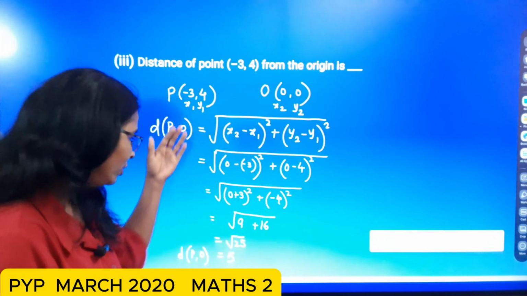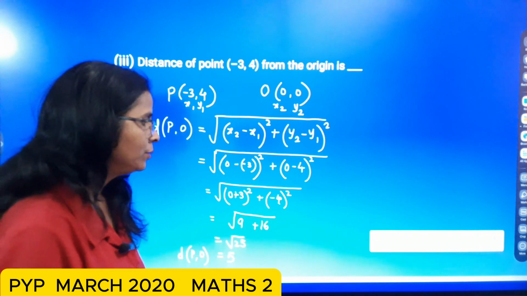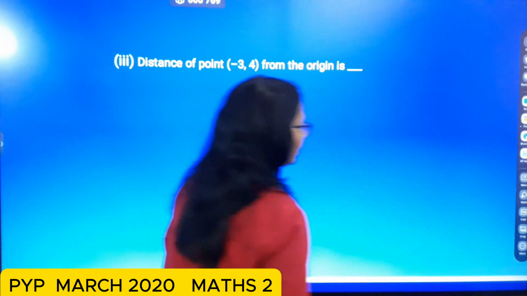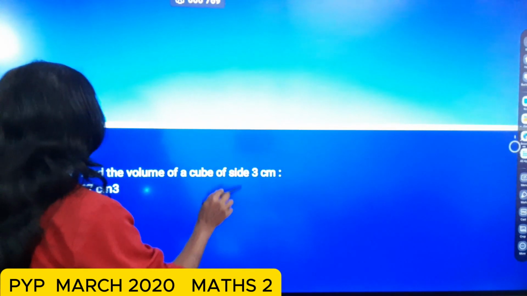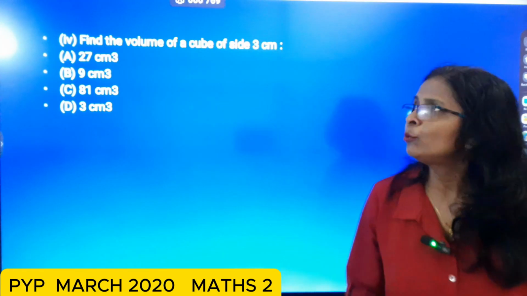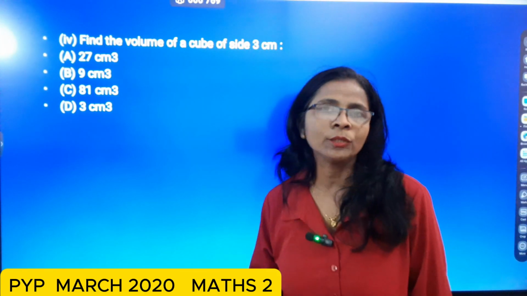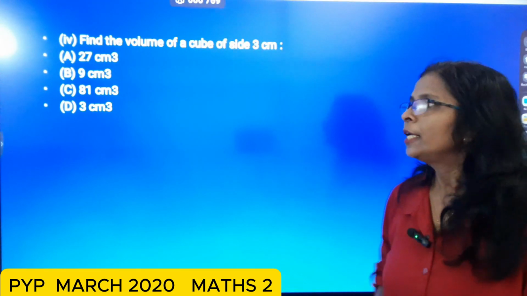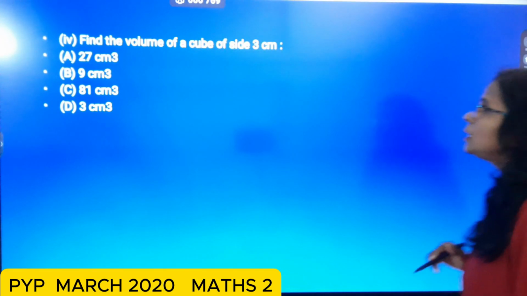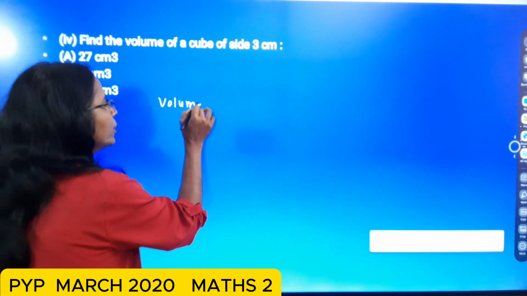Okay, so the distance from P to O is equal to 5. Okay, now the next one, the fourth question, that is find the volume of a cube of side 3 centimeter. Now here students, there is a cube. Okay, we have to find out the volume of the cube.